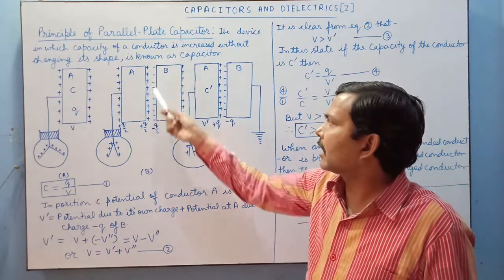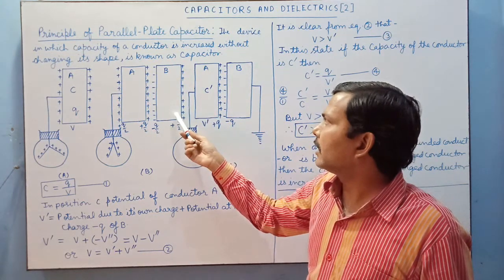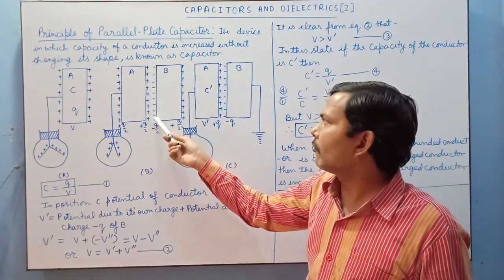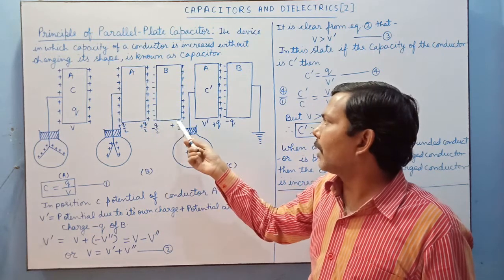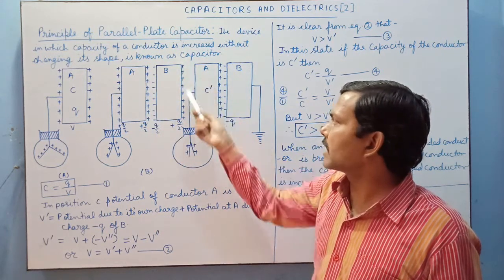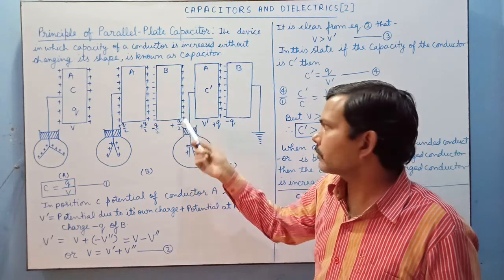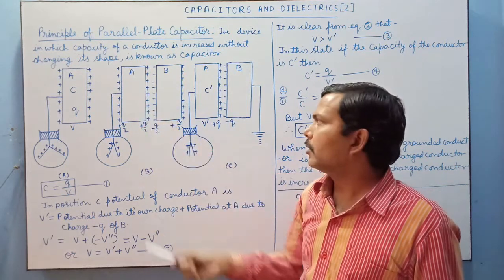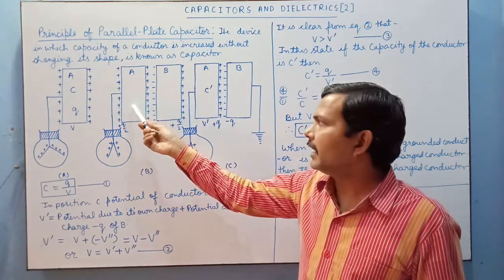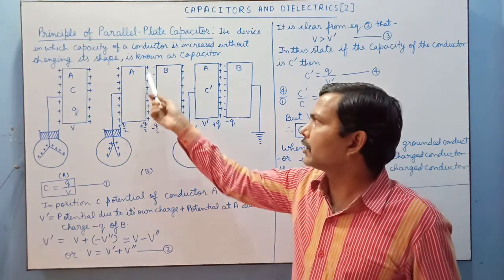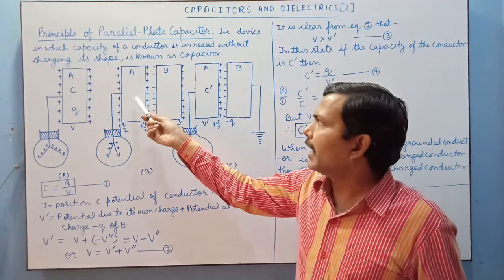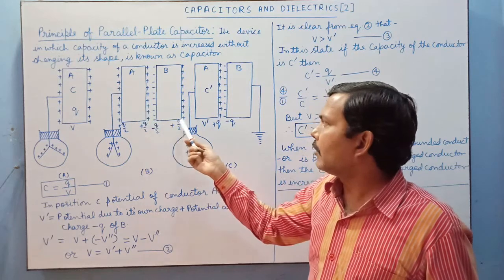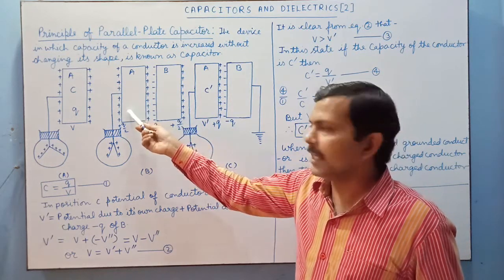When we place another conductor nearby A, then what happens? Minus Q by 2 charge is induced on the inner side of plate B, and plus Q by 2 charge is induced on the outer side of plate B. In such a case, the potential of plate A is reduced, because the potential of plate A is due to the plus Q charge on plate A, and also due to the minus Q by 2 charge and plus Q by 2 charge on plate B.